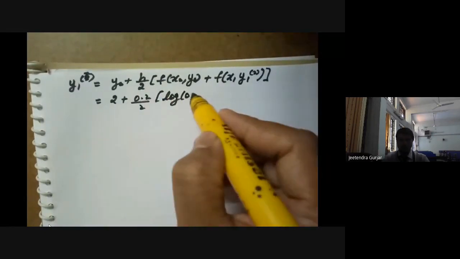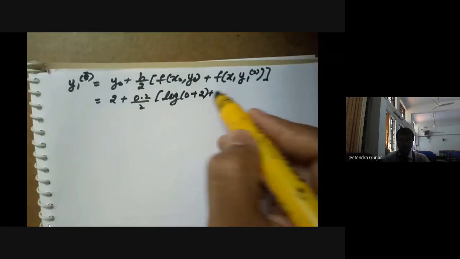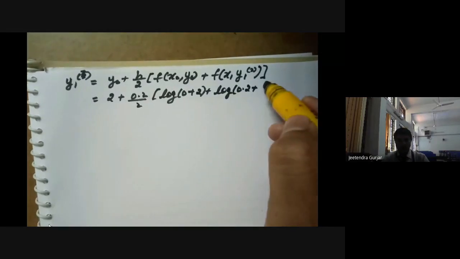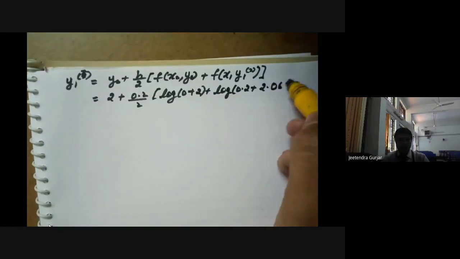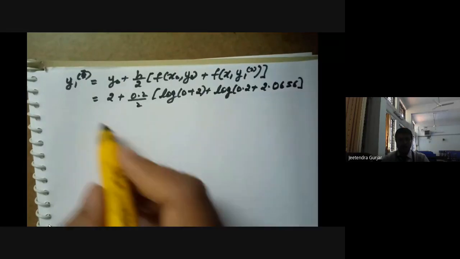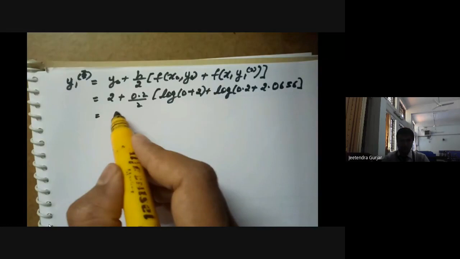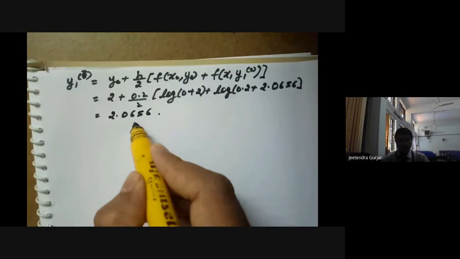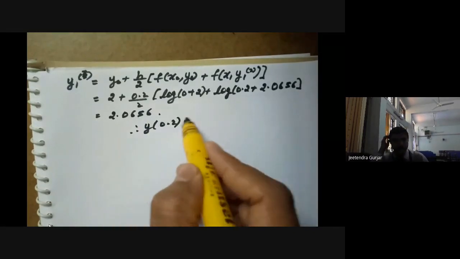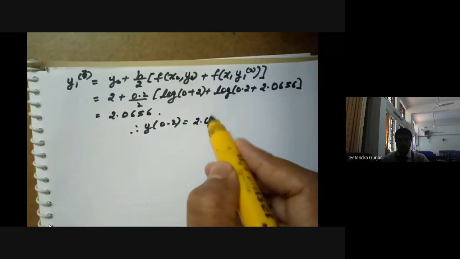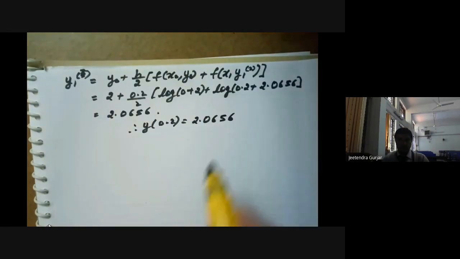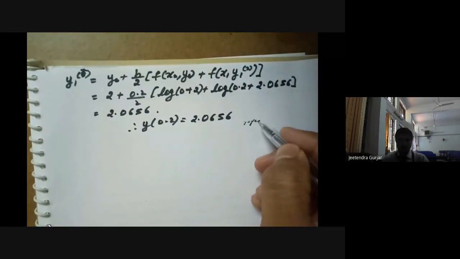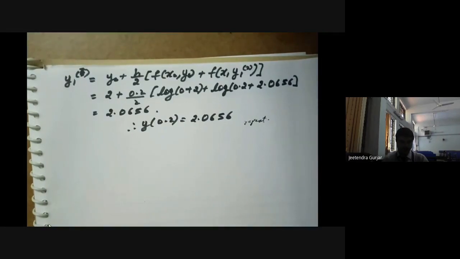Okay, substitute the values, what we get? We get this as log of 0.2 plus 2.0656. And when you calculate in the calculator, y1 raised to 3, we get, student, it is equal to 2.0656. So you can see y1 raised to 2 and y1 raised to 3, we are getting the similar answer, or it is nearer to the approximation. So we get y of 0.2 is equal to 2.0656. So I'll just repeat once again. In brief, I will tell you in 2 minutes.